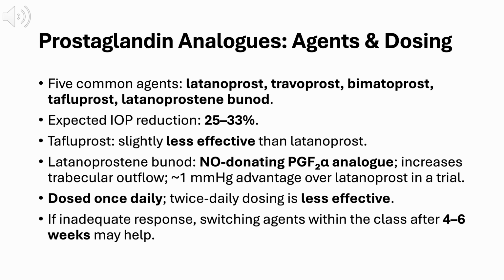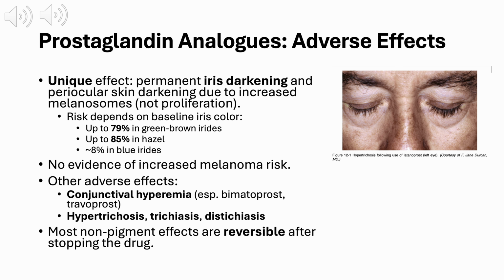If the response after 4 to 6 weeks is inadequate, switching to another agent within the same class can sometimes improve results. Prostaglandin analogues have a few characteristic side effects, with one being particularly unique. They can cause permanent darkening of the iris and surrounding periorbital skin. This occurs due to an increase in melanosome density, not cell proliferation.